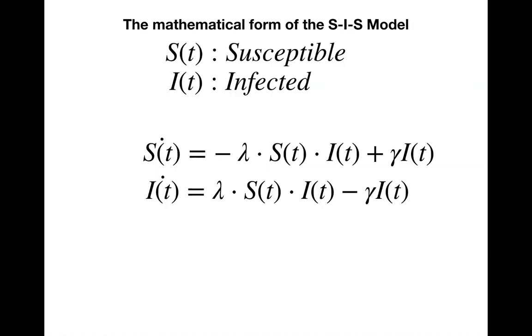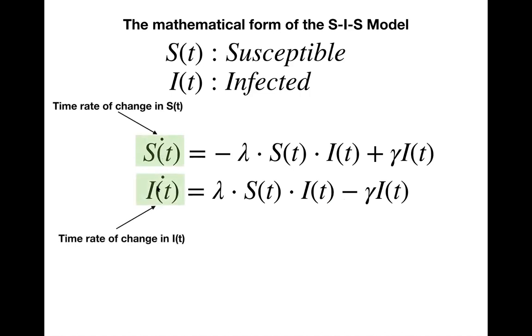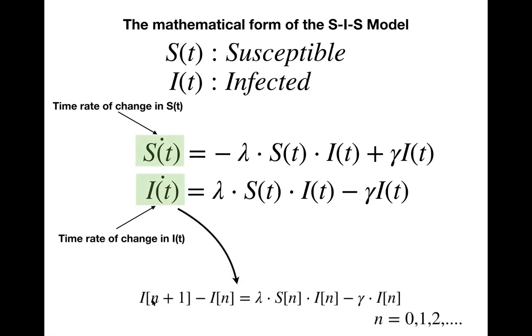So the mathematical form of the SIS model is also similar to the SI model, except I have two additional terms based on the cured ratio. One is removed from the infected species and added back to the susceptible. And these are the time rate of change of S(t) and the time rate of change of I(t). And if you use the definition of the time rate of change, which is the value at day n+1 minus the value at day n, you get this recursive relation exactly as we talked about previously.